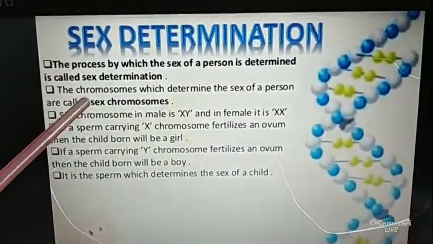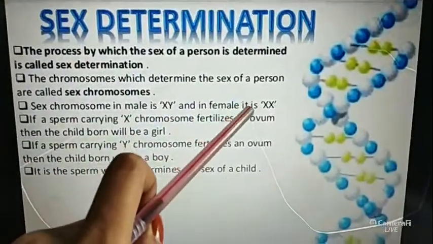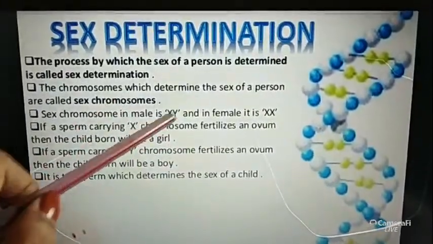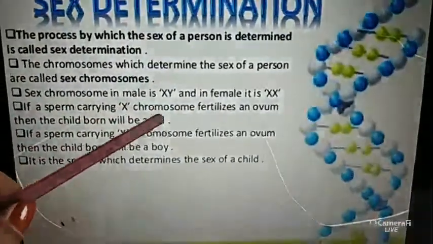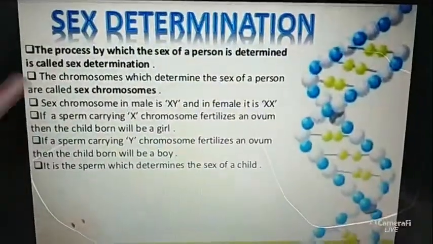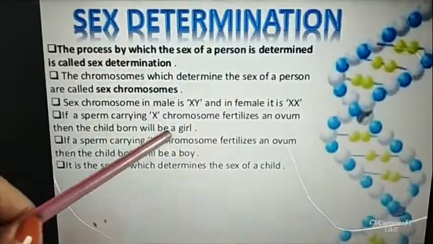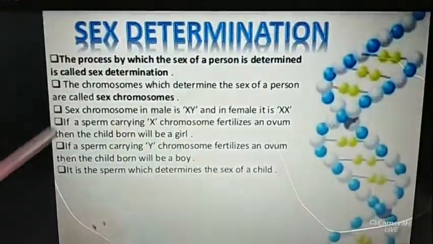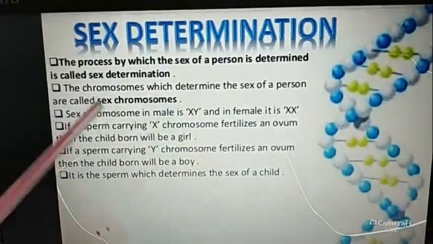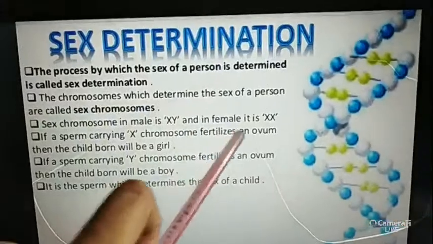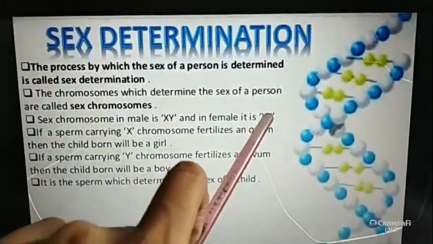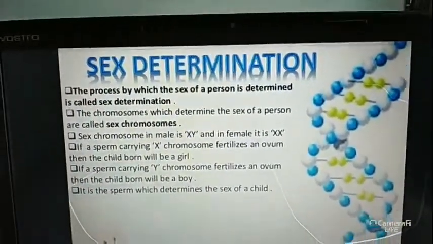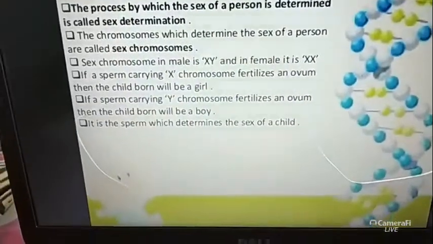The sperm carries X and the female always contributes X, so X and X equals girl, because the female body always carries the XX chromosome. And if a sperm carrying a Y chromosome fertilizes the ovum, then the child born will be a boy. Why? Because the ovum always carries X, so X with Y equals XY, and the child born will be a boy. So this is the basic scenario of the sex determination process of a newborn baby.